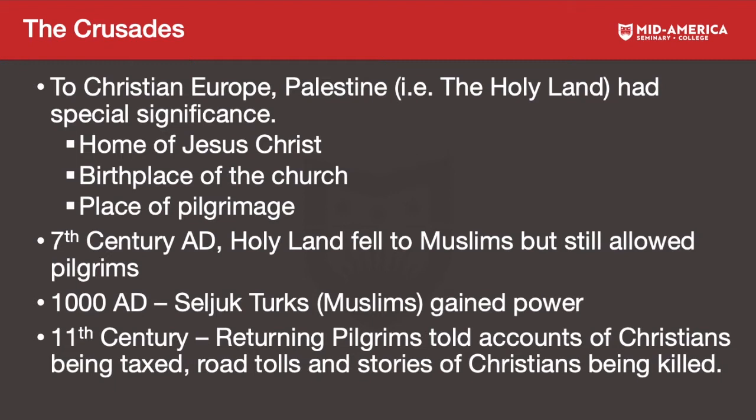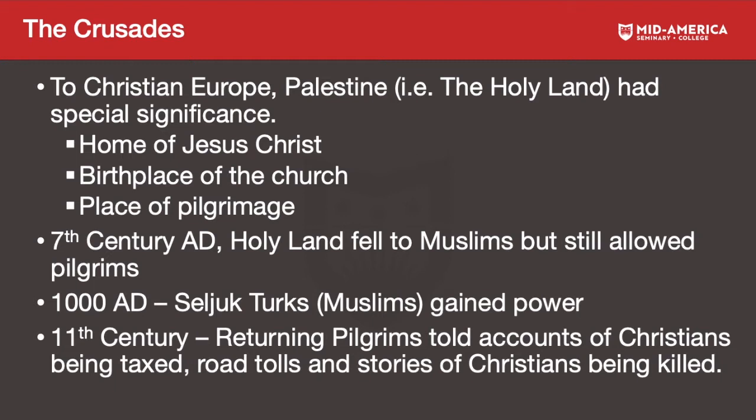But in the 7th century AD, the Holy Land fell to the Muslims, but the Muslims still allowed the pilgrims to do their pilgrimages. So Europeans were still coming into this Muslim land and going to see the sights of Jesus and the birthplace of the church and all of that. What happens in 1000 AD, the Seljuk Turks, who are Muslims from Turkey, gain power and they control the entire area.